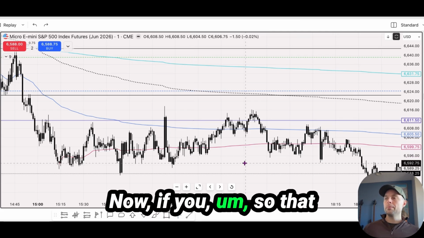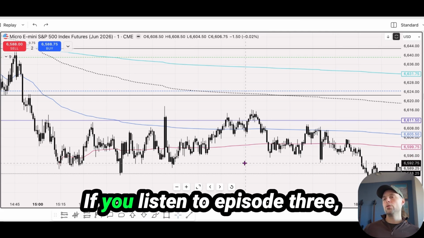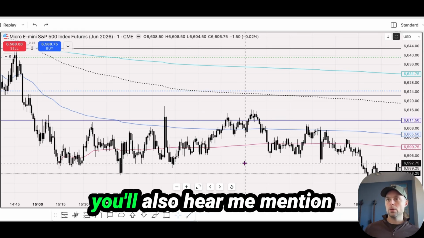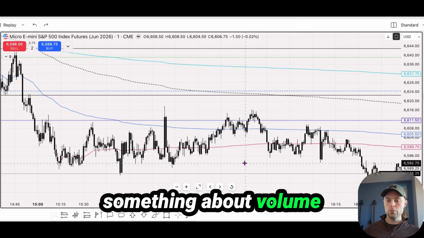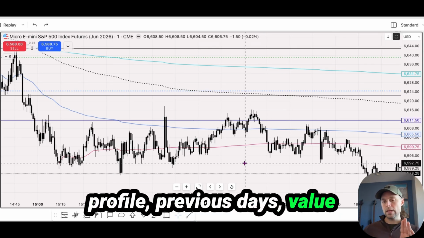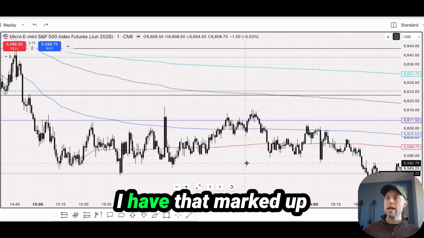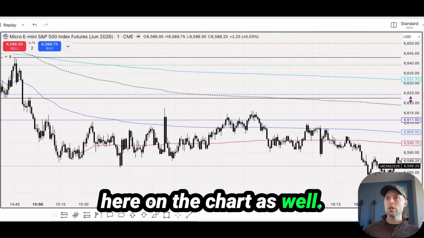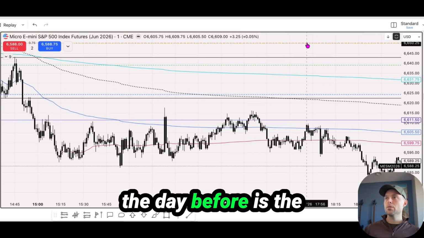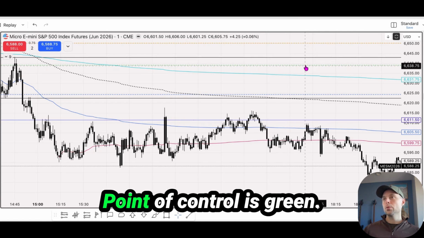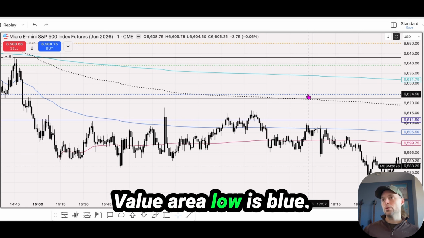So that was a bit about VWAPs. If you listen to episode 3, you will also hear me mention something about volume profile, previous day's value area high and low, and previous day's point of control. I have that marked up here on the chart as well. Value area high from the day before is the yellow dotted line. Point of control is green. Value area low is blue.